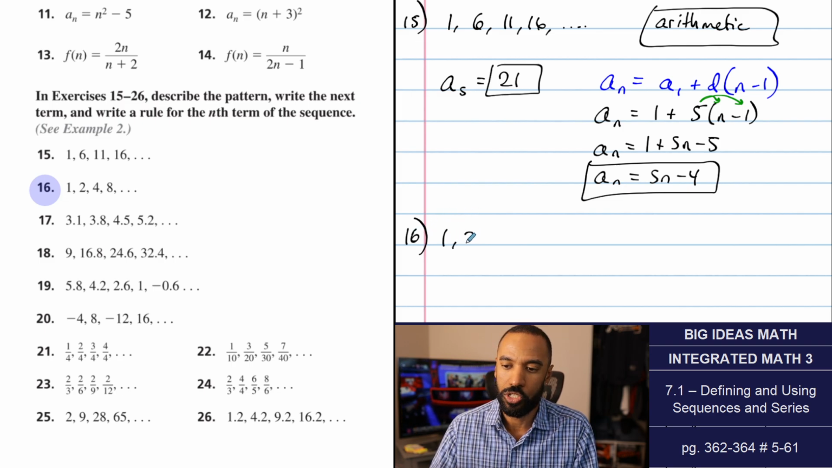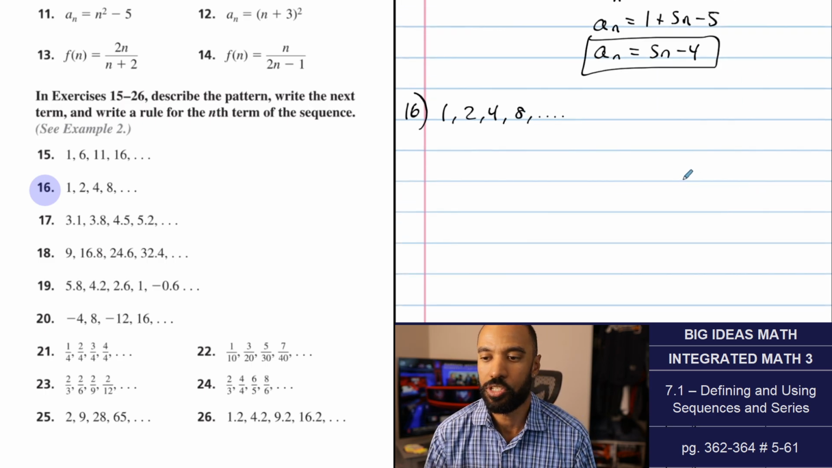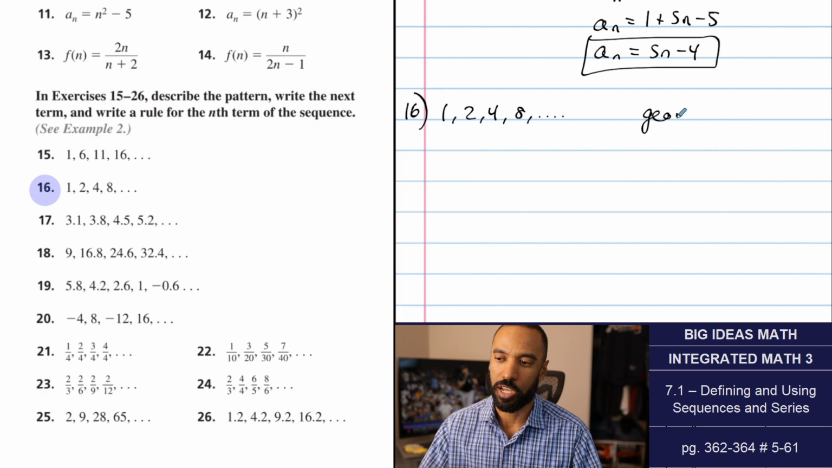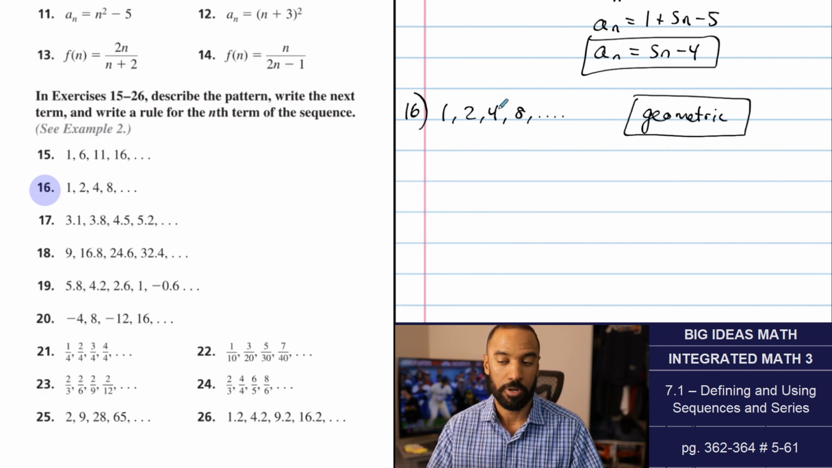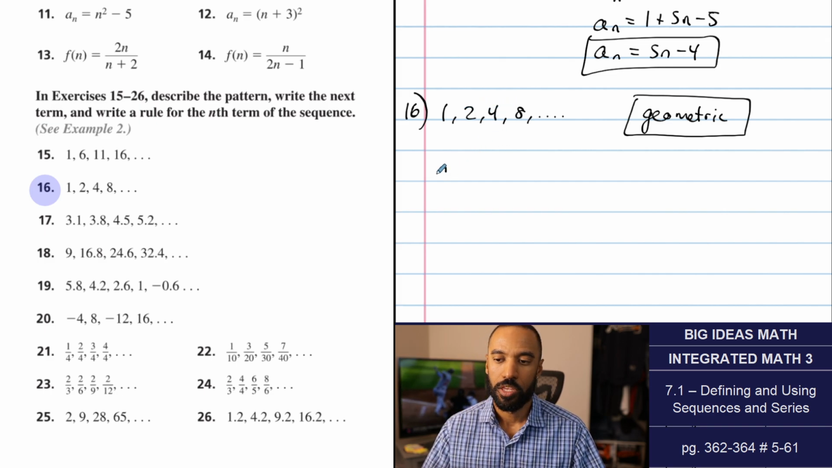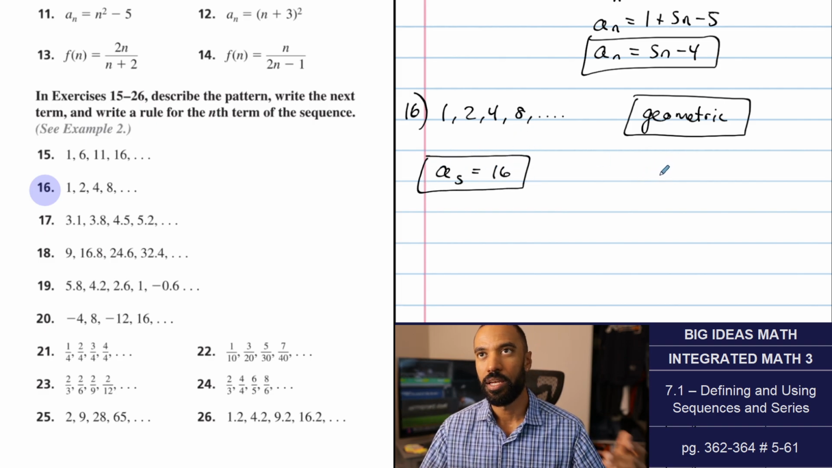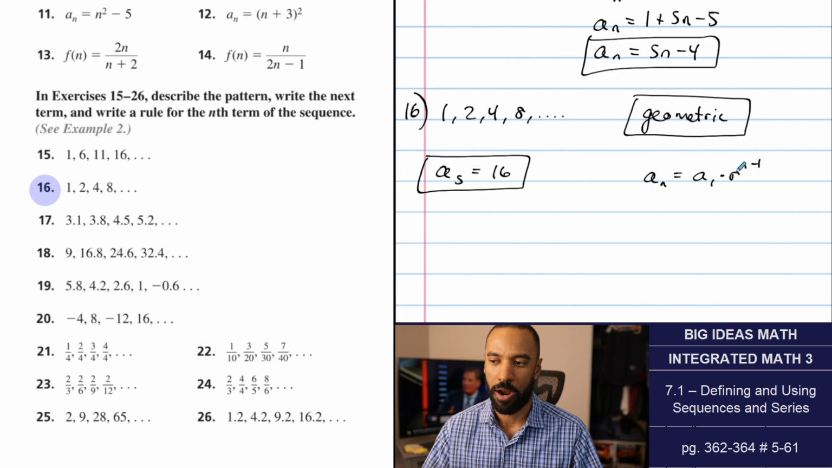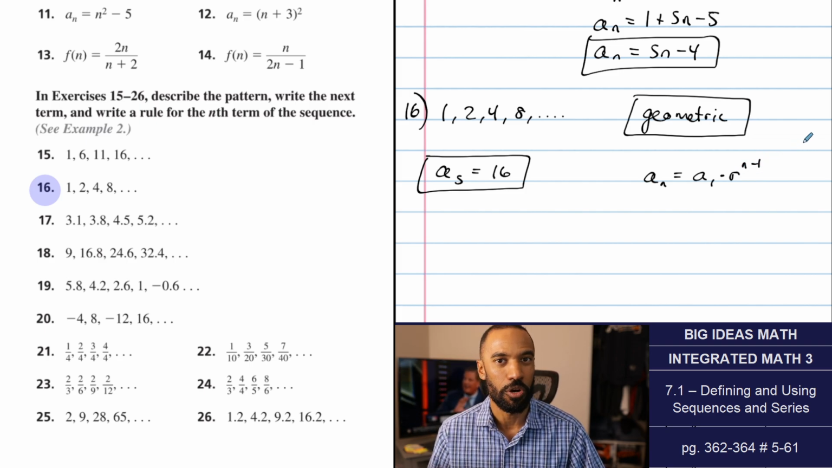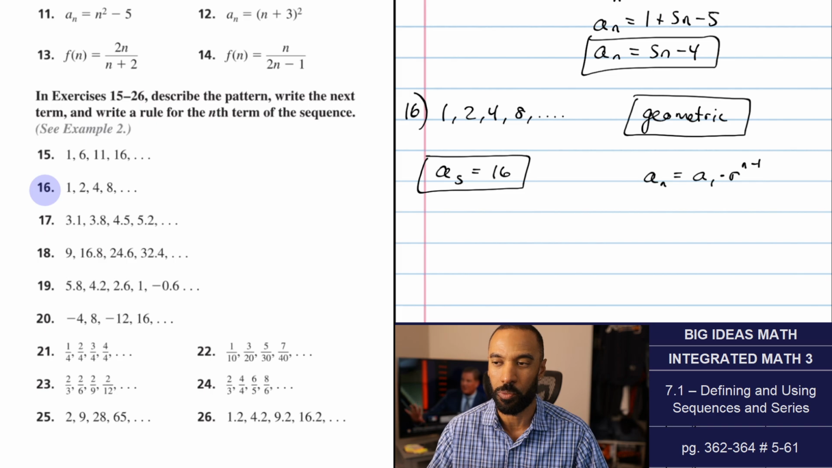Number 16, 1, 2, 4, 8, and so on. This is a geometric sequence. This has a common ratio, meaning you're multiplying by the same number from one term to the next, here multiplying by 2. So if you want to find the next term in the sequence, a sub 5, you do 8 times 2, which is 16. And a geometric sequence rule that we tend to write does use that n minus 1, a sub 1 times r to the n minus 1 power. I guess these are things they're assuming you would know from the past or from the examples that you saw that we can use.